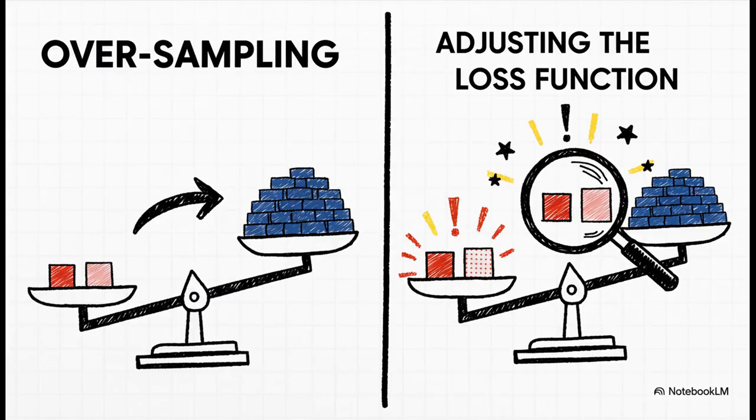So how do we fix it? Well, one popular trick is oversampling. We use techniques like SMOTE to basically create more synthetic examples of the rare stuff to balance things out. Or we can tweak the model's training rules. It's kind of like telling the model, hey, you're going to get a much bigger penalty if you get a rare fraud case wrong than if you mess up a normal one. This forces it to pay way more attention to that important minority class.